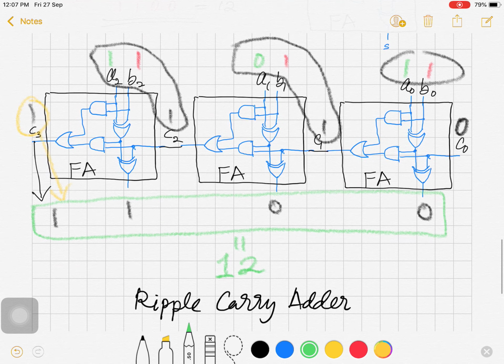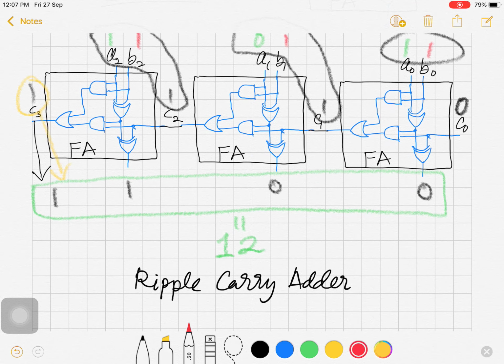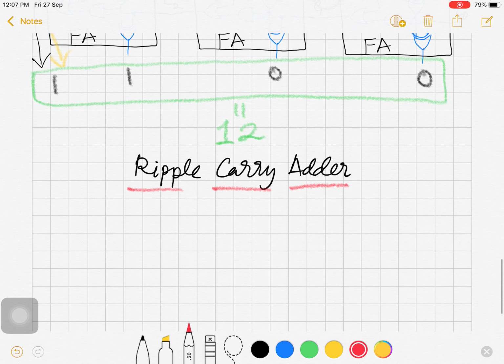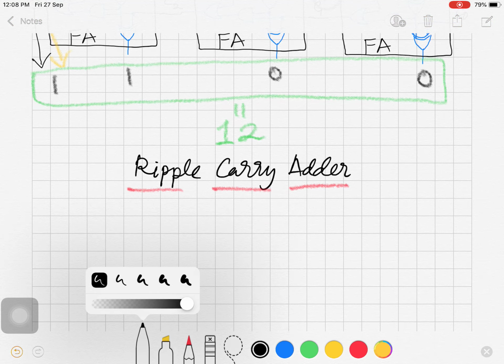This particular multi-bit adder is known as the ripple carry adder because the carries are transferred from one to another, like the motion of ripples. For simplicity, we often present the full adder and half adder as blocks. Here is the block diagram of the 3-bit ripple carry adder.